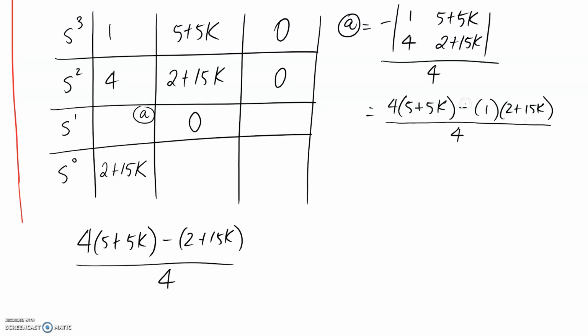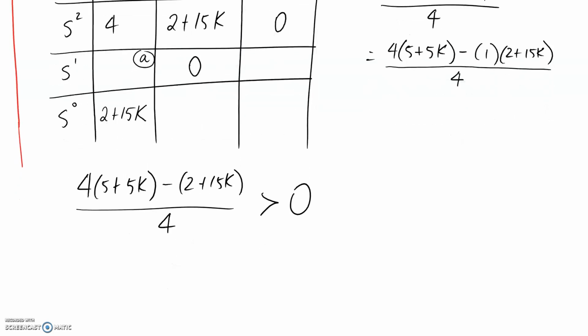Alright, so this is this, which is this cell. So it needs to be bigger than 0 for it to be positive. So let's go through and rearrange this. I can multiply 4 up to the other side, and 0 times 4 is just going to be 0. So that eliminates that part. And at the same time, I'm going to expand this out. So we're going to get 20 plus 20k minus 2 minus 15k, which has to be greater than 0.